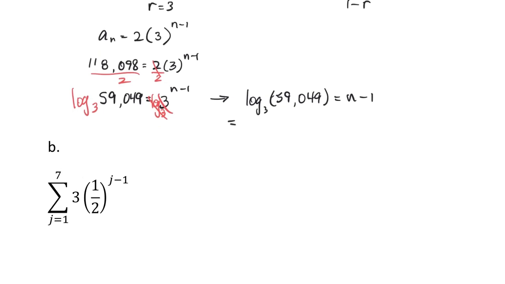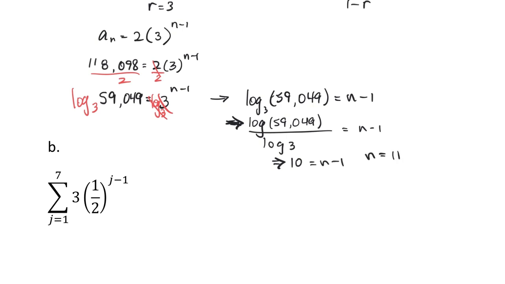And if we do change the base here, this is log 59,049 divided by log 3 equals n minus 1. And this turns out to be 10. If you add 1 to both sides, you get n equals 11. So this is the 11th term. So 11 is what we plug in for n.